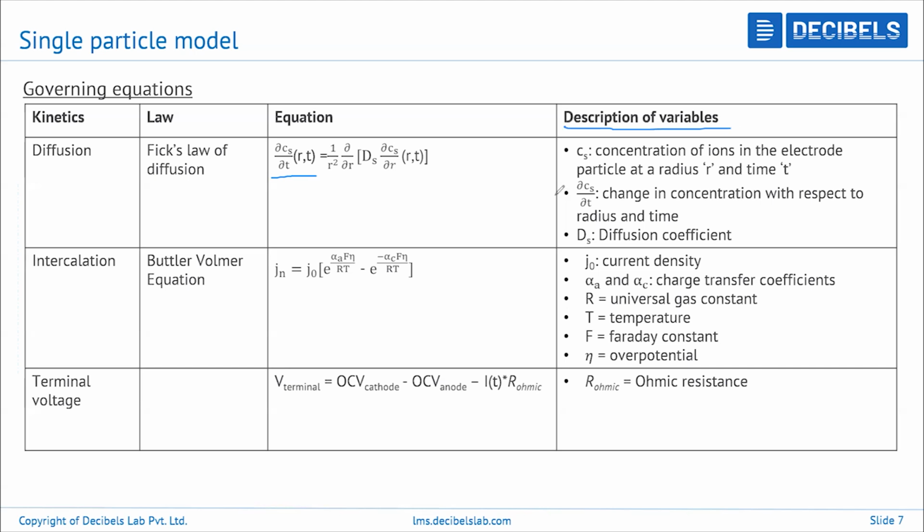You can see the description of variables. What do the variables within the equations mean? Cs is the abbreviation for concentration of ions. As explained before, concentration of ions is how many ions are present, or the amount of ions present within a certain area. That is always represented as a function of radius r and time t. The radius, if you recall, is the radius of the active material, either the positive or the negative. The partial derivative of that concentration is basically what is known as the gradient.